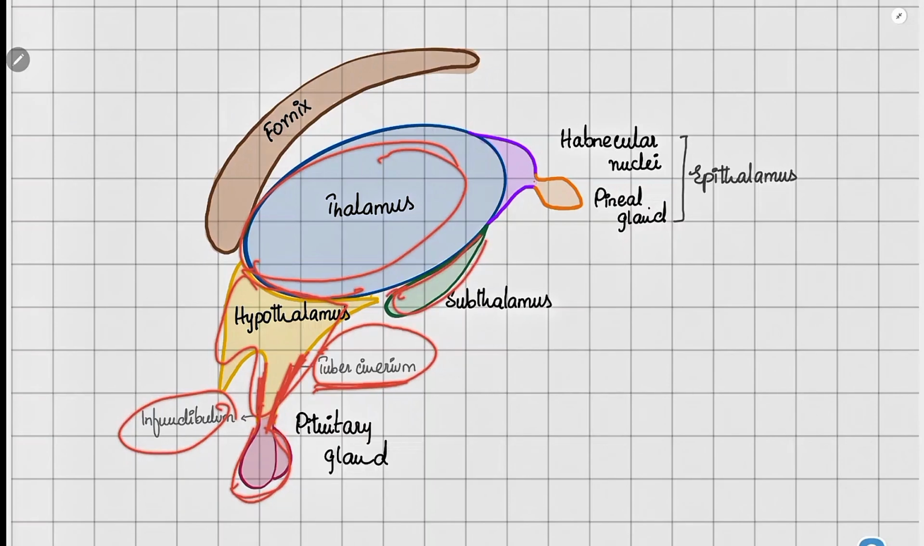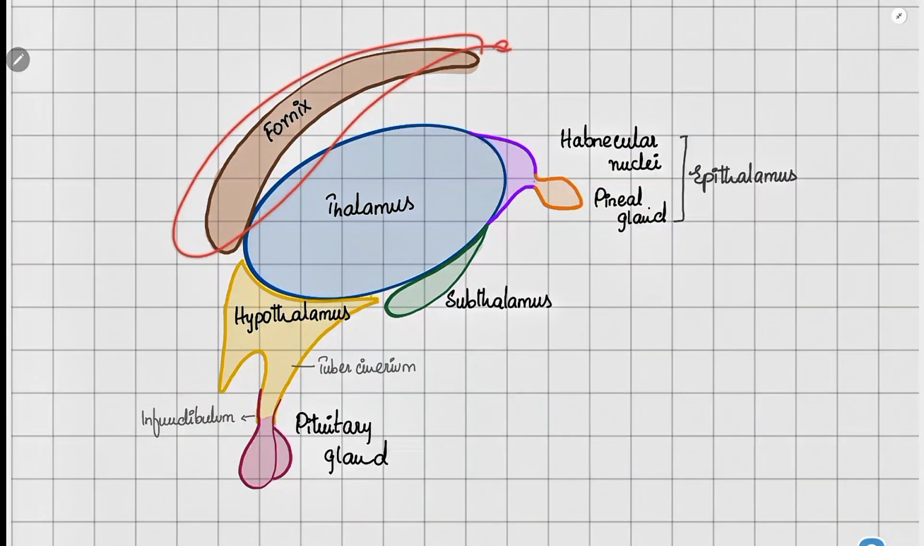The subthalamus, the habenular nuclei, and the pineal body. The habenular nuclei and the pineal body collectively form the epithalamus, and the fornix extends. The fornix connects the hippocampus to the mammillary bodies of the hypothalamus.